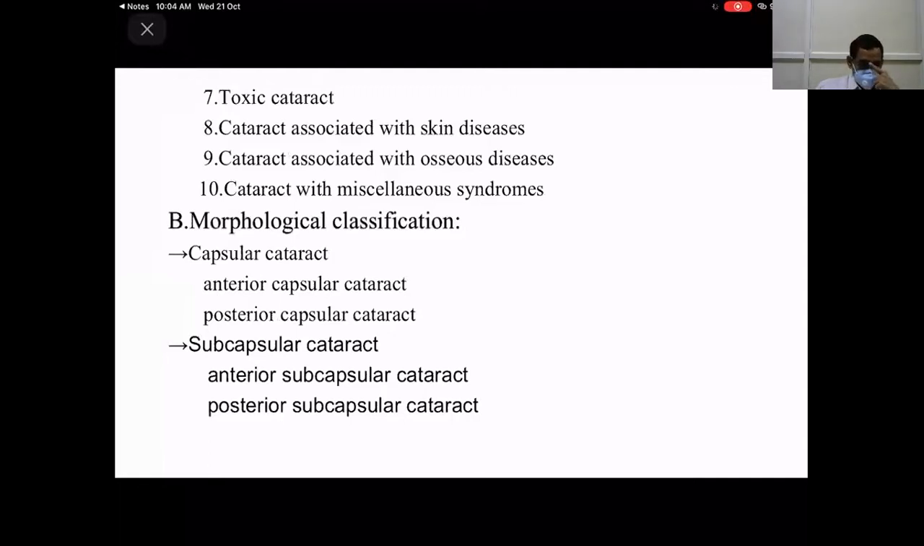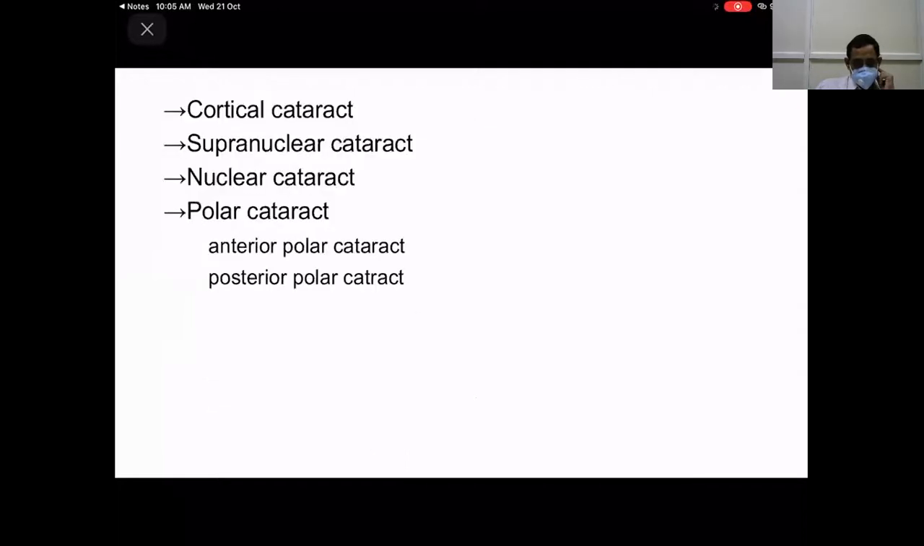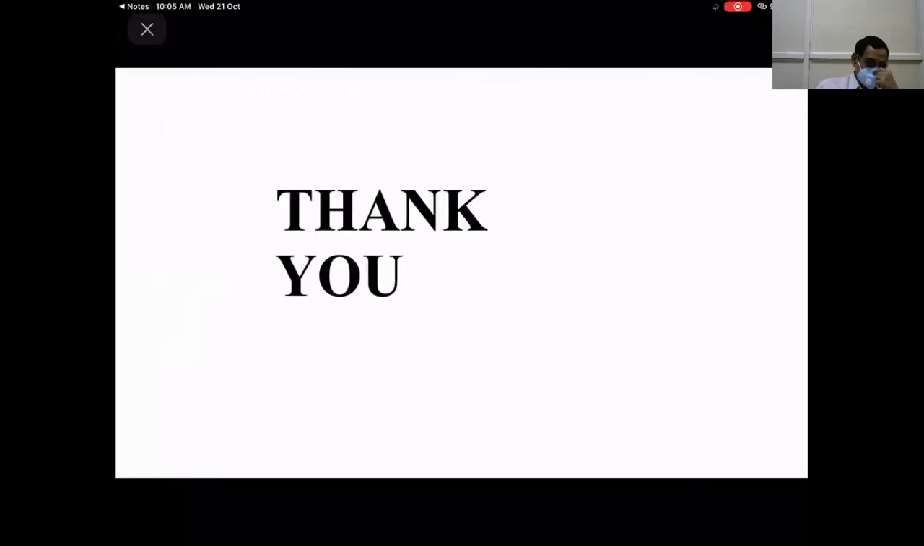Coming to the morphological classification, capsular cataract comprises anterior capsular cataract and posterior capsular cataract. Subcapsular cataract includes anterior subcapsular cataract and posterior subcapsular cataract. Then cortical cataract, supranuclear cataract, nuclear cataract, and polar cataract, and polar cataract includes anterior polar cataract and posterior polar cataract.